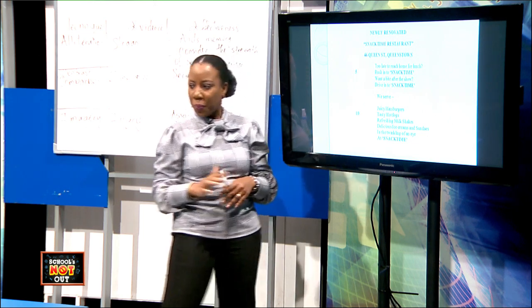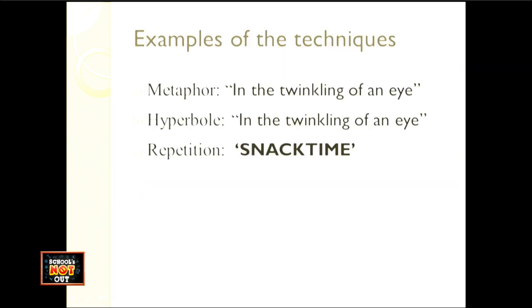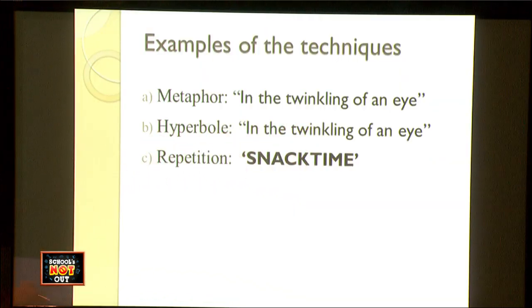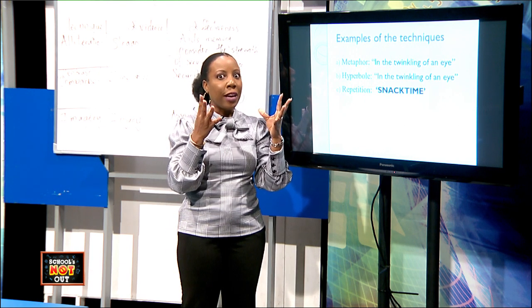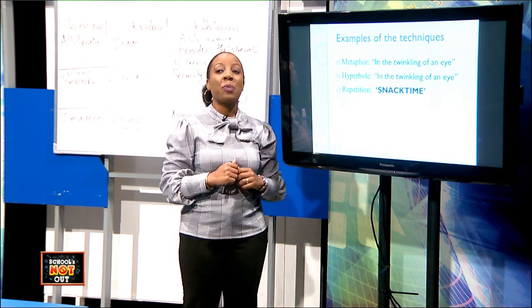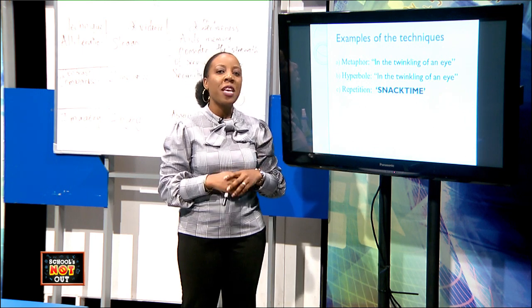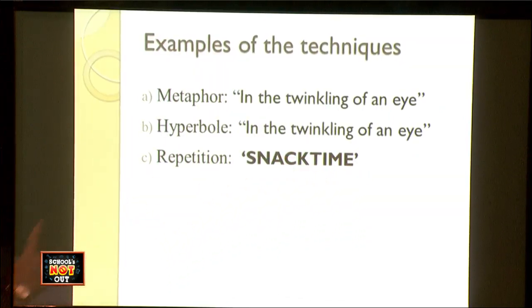Where is the metaphor? Do you see the metaphor? Yes, the metaphor is also contained in "the twinkling of an eye." There is a direct comparison between two things. And what are the two things being compared? All right, the twinkling of an eye, literally, you blink, and the service that is provided at the restaurant. So those two things are being compared. So the characteristics of blinking, meaning the speed at which we do it, is being transferred to the kind of service that they claim to offer at Snack Time.